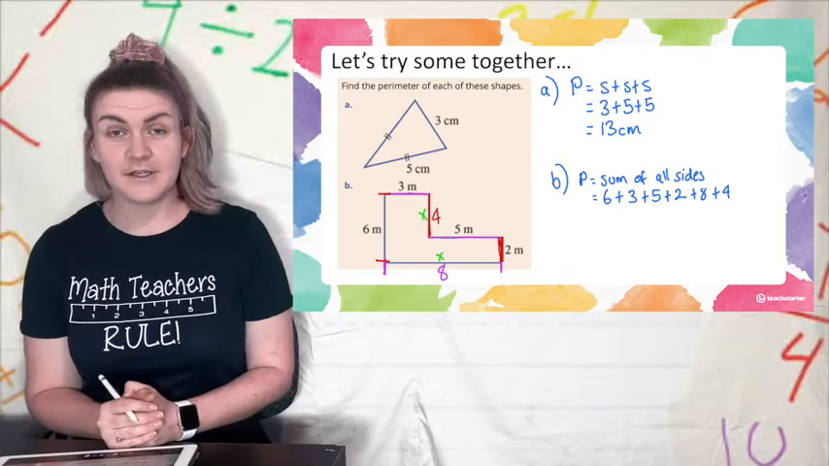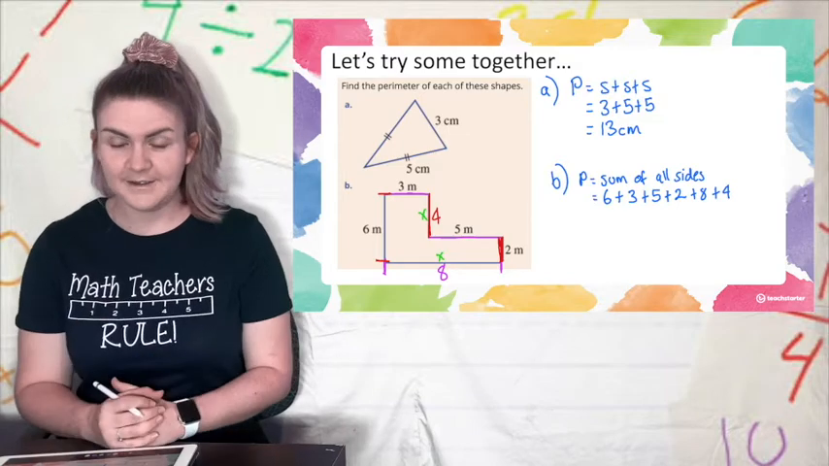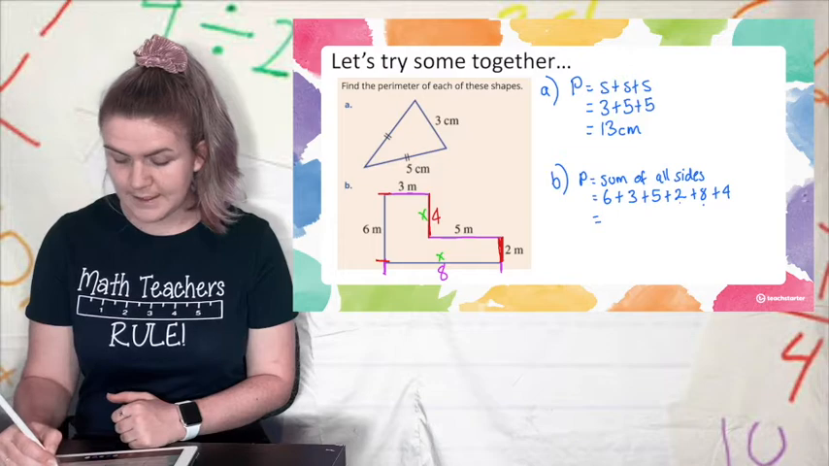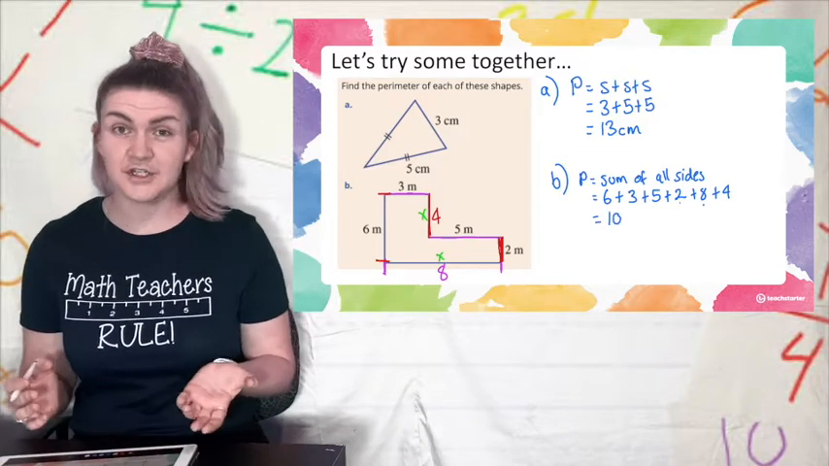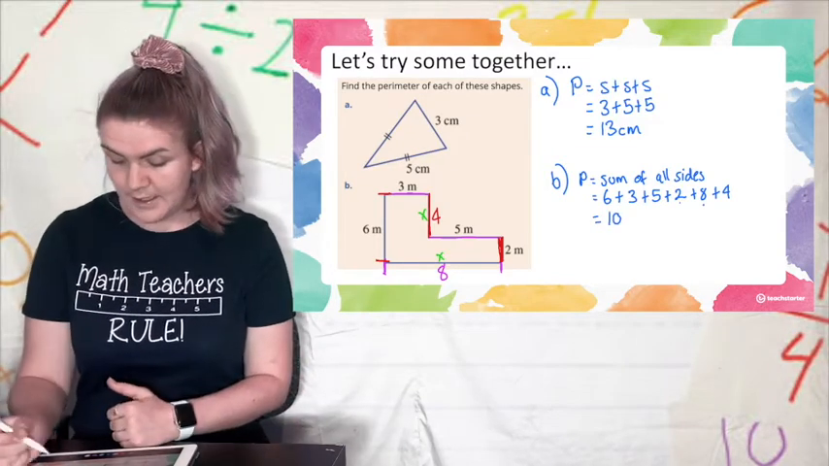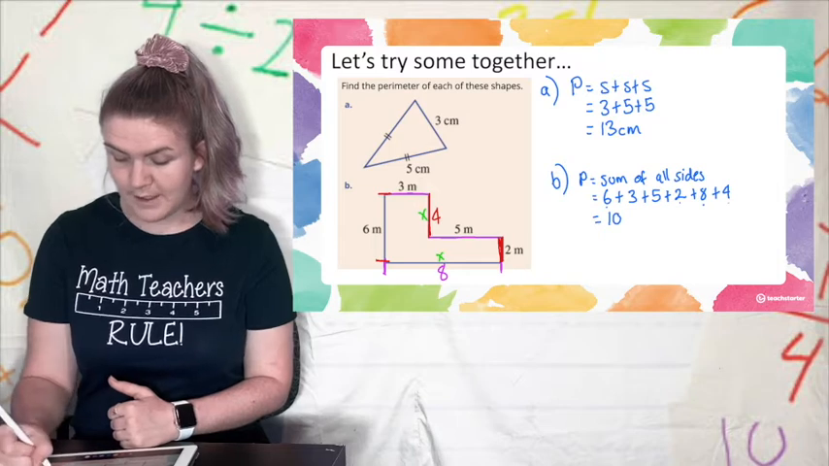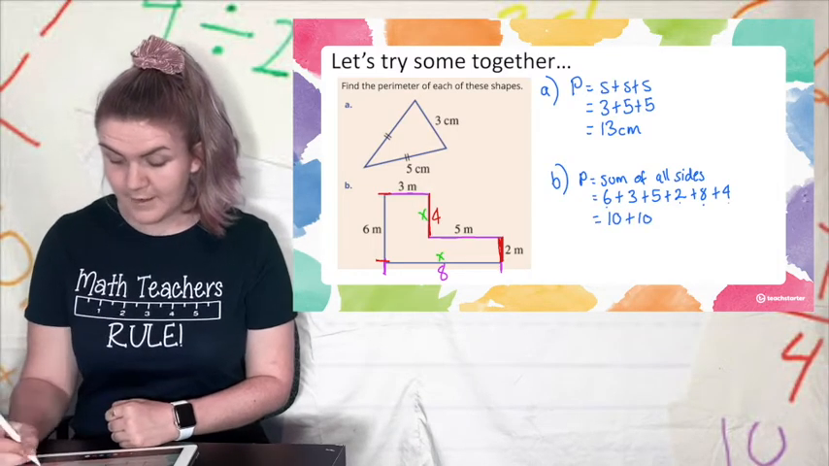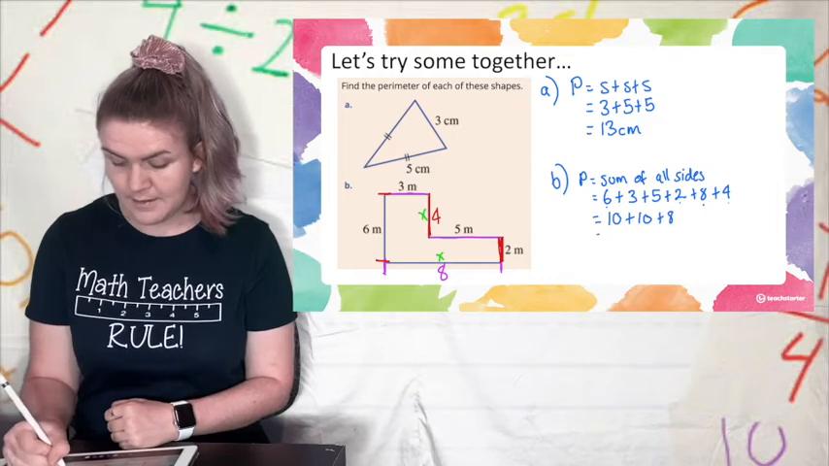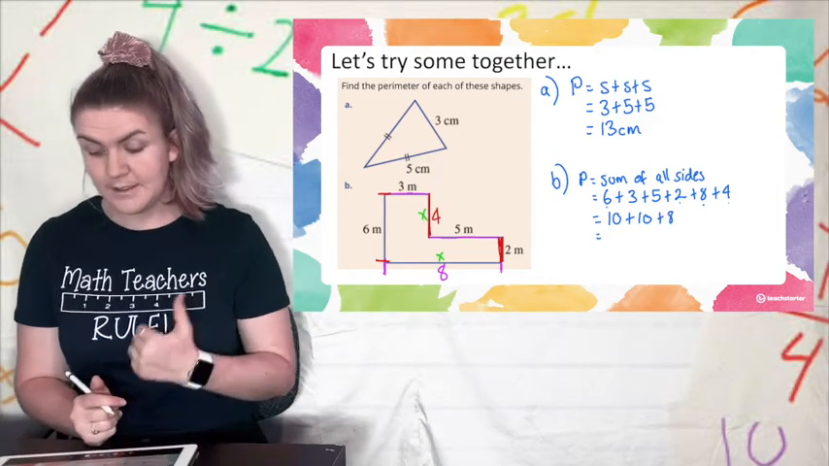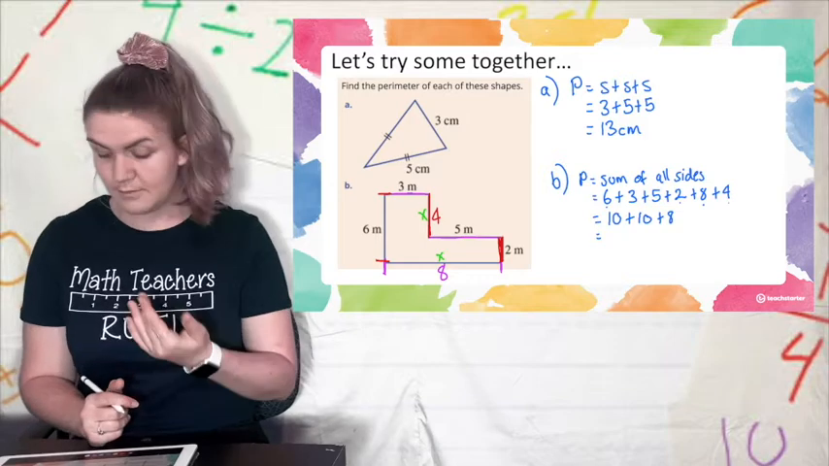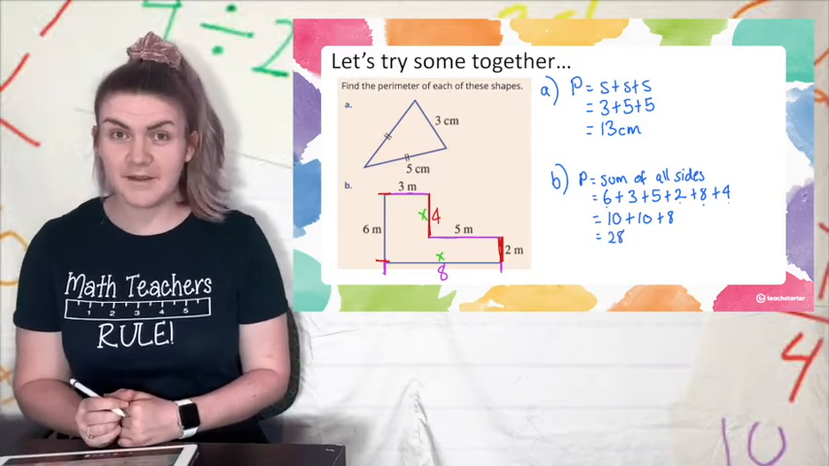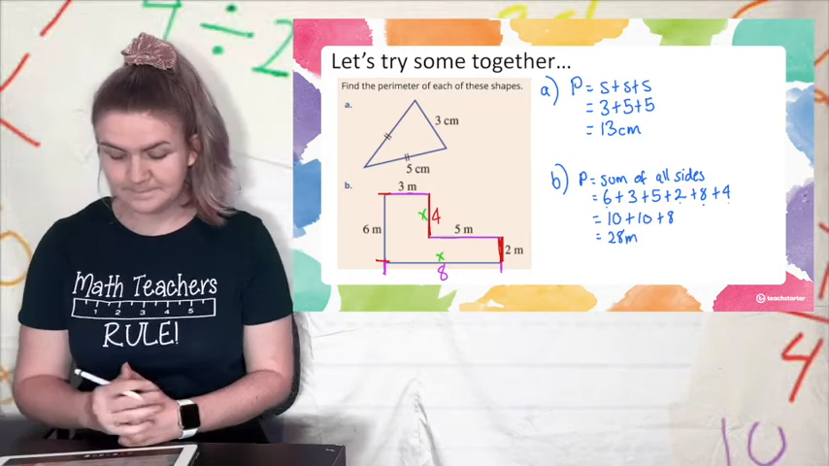Now that I have the measurements for all my sides, I just need to add it up. So I'm going to add the 2 and the 8 to give me a 10. Now because they're all addition, I can add in any order. I'm going to add the 6 and the 4 to give me another 10. And then that leaves me the 3 and the 5, which gives me 8. Now this is much easier. 10 plus 10 is 20, plus 8 is 28. And of course, I must put in my measurements, which is centimeters.